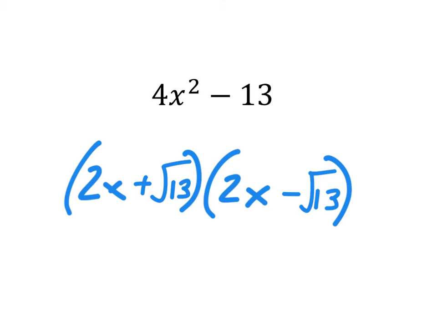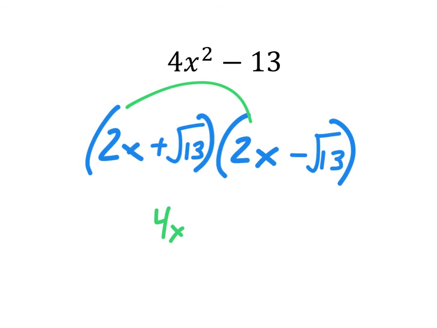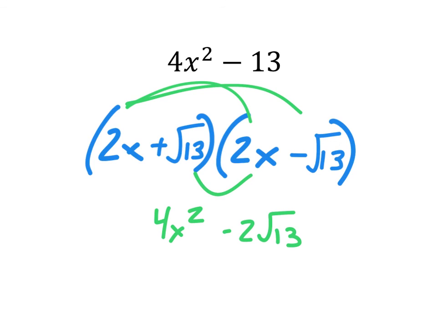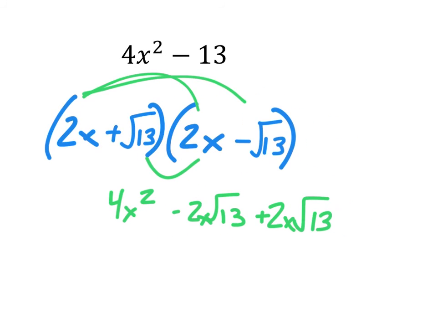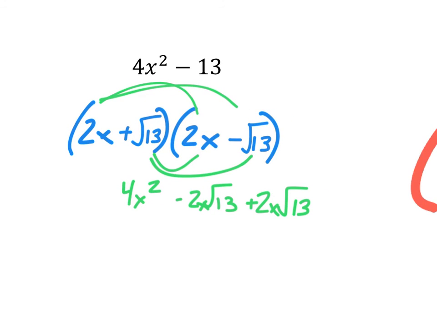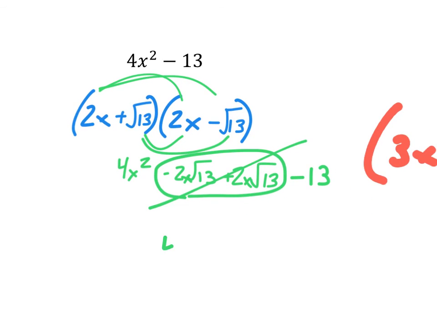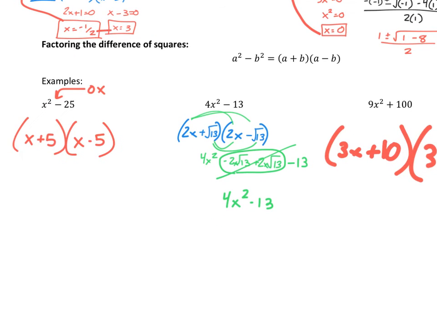Now it has a square root in there, but if you FOIL it out, you'll get 4x squared minus 2x square root of 13 plus 2x square root of 13. And then square root of 13 times negative square root of 13 gives us negative 13. These middle terms cancel. We're right back to where we were. So we won't typically see ones like that, but I did want to get you prepared for what it might look like if one of those numbers is not a perfect square, but you still wanted to factor it using the difference of squares.